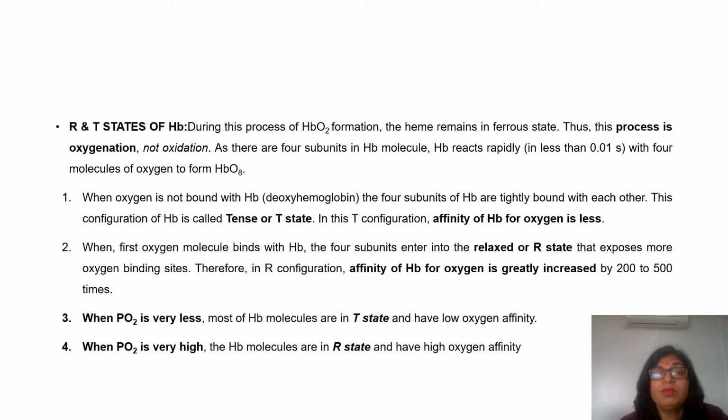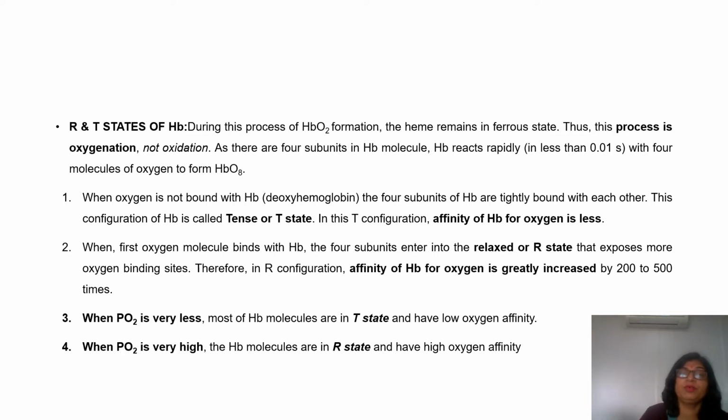When oxygen is not bound with hemoglobin, that is deoxyhemoglobin, the 4 subunits of hemoglobin are tightly bound with each other. This configuration of hemoglobin is called the tense state. In this configuration, the affinity of hemoglobin is less. So now what will happen when the oxygen binds? When the first molecule of oxygen binds with hemoglobin, the 4 subunits enter into the relaxed state that exposes more oxygen binding sites. In this configuration, the affinity of hemoglobin for oxygen is greatly increased, by 200 to 500 times.